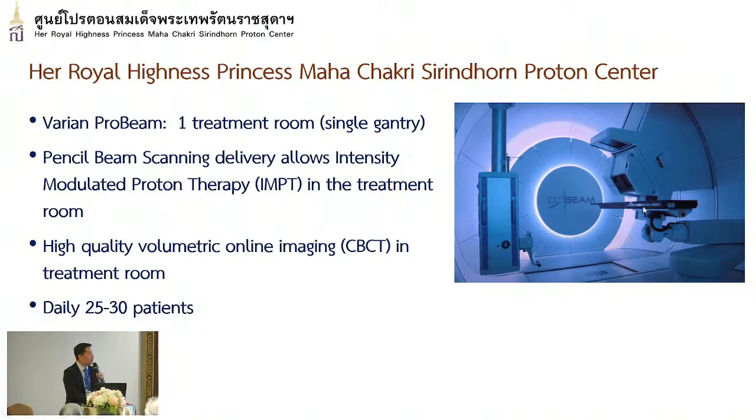And the table in the treatment room is a 6D table. That means when we have the imaging set before the treatment, and we have the cone beam imaging during the treatment, we can do the matching, and the table can adjust in 6 dimensions. Right now we have about 25 to 30 patients per day.